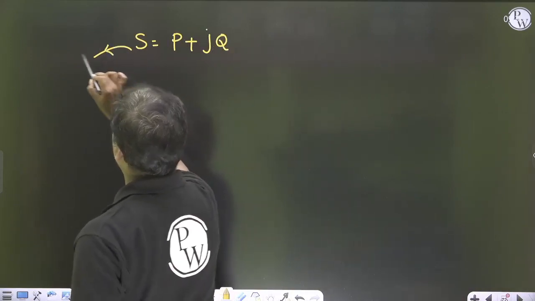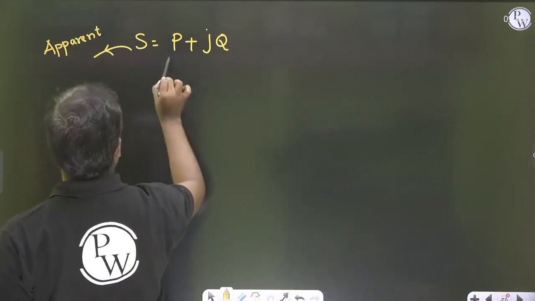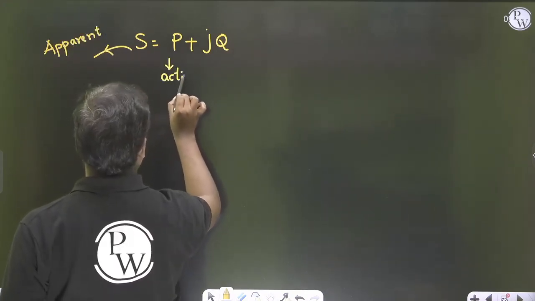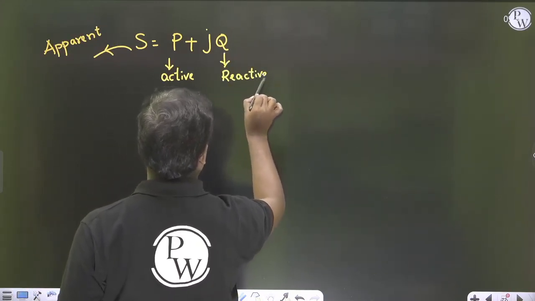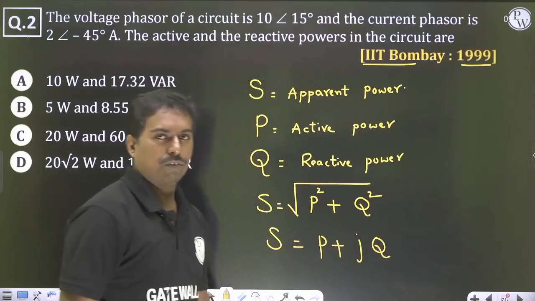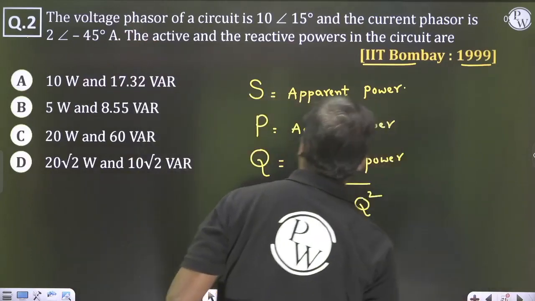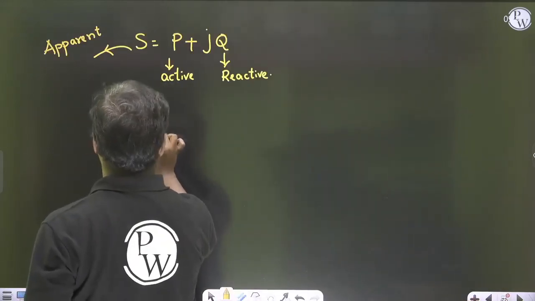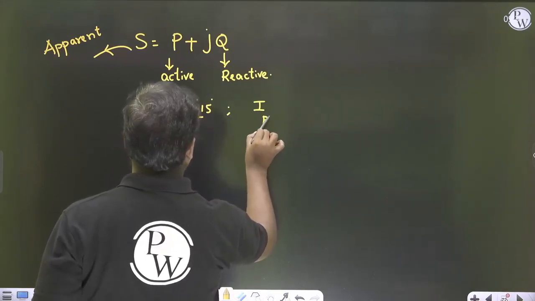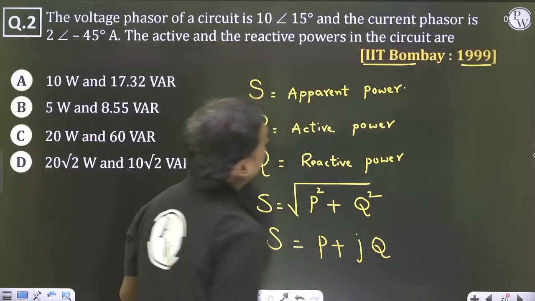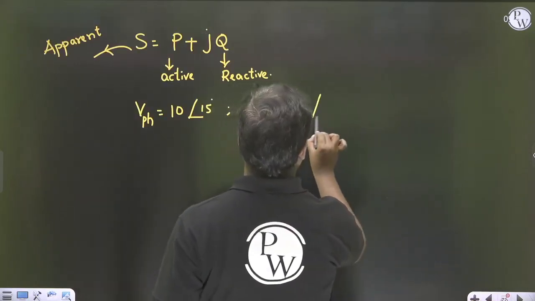So this is the apparent power, this is the active power, and this is the reactive power. Now from the given data, what can we take? The voltage phasor is given as 10 with a phase angle of 15 degrees, and the current phasor is given as 2 with an angle of 45 degrees.